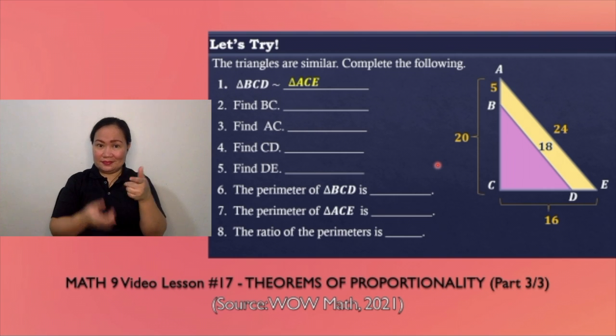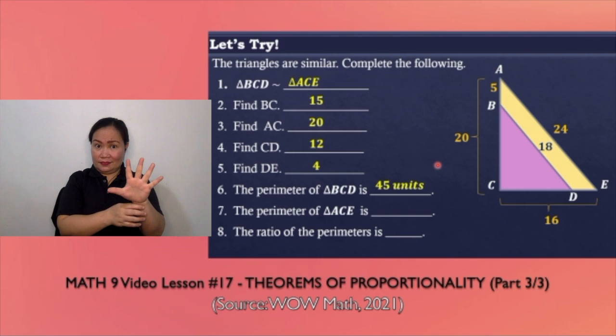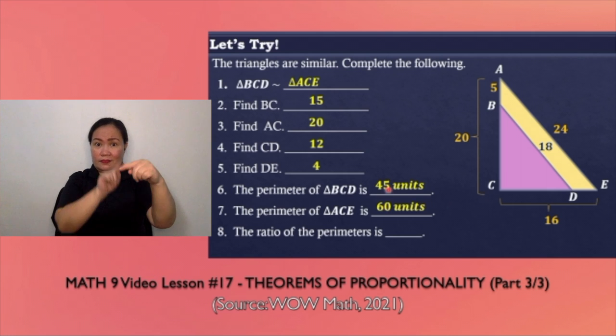Okay, so let us check. We have 15, 20, 12, DE is 4. The perimeter of triangle BCD is 45 units. The perimeter of triangle ACE is 60 units. And the ratio of the perimeters is, how do we get the ratio? 45 over 60. Get the lowest term or the simplest form. So that is 3/4.